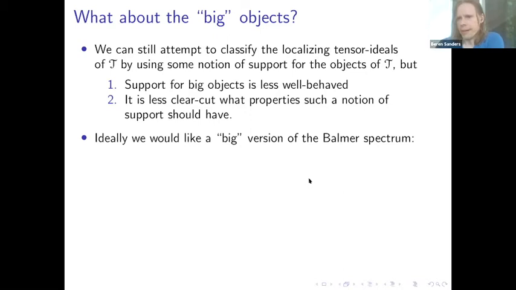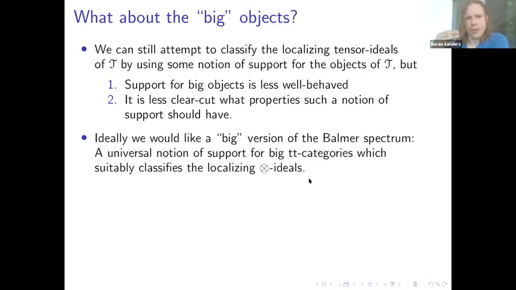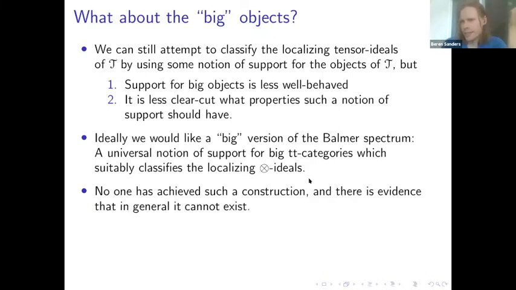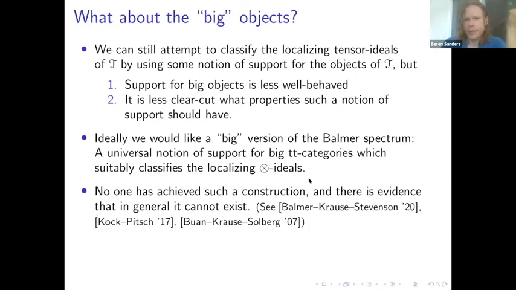Ideally, we would like a big version of the Balmer spectrum. We would like a universal notion of support for these big tensor triangulated categories, which suitably classifies the localizing tensor ideals. That's what we would like. Unfortunately, no one has achieved creating such a construction, and there's evidence that in general it can't exist. I give a few references that you can look up about that.